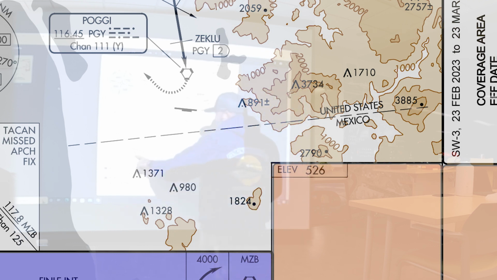Inside, so that's a step down fix. Coming down to Zeklu, that's a step down fix. It's got split minimums. This one's kind of interesting because if you have the ability to identify Zeklu, you can come down to 1140. 1140 is the MD.